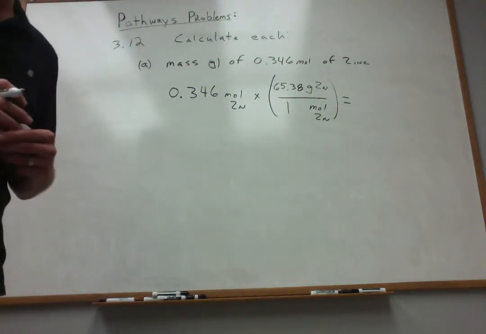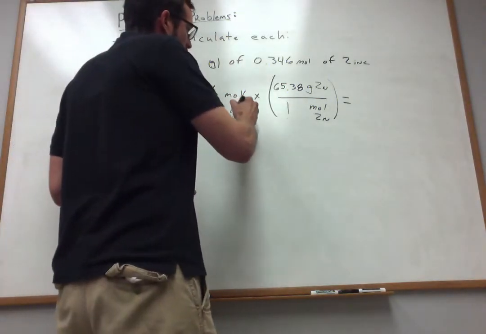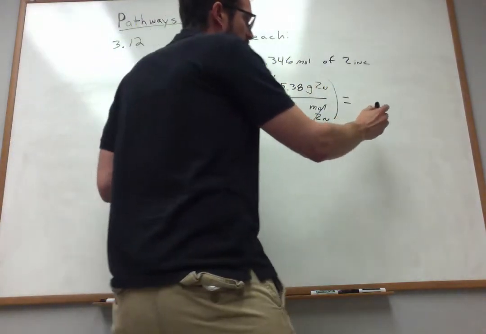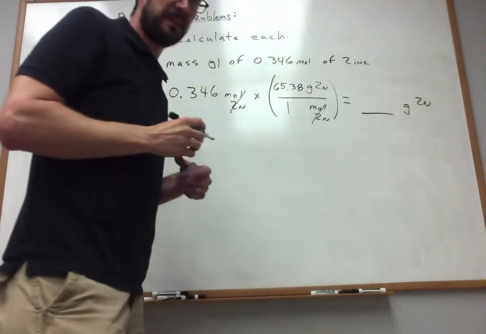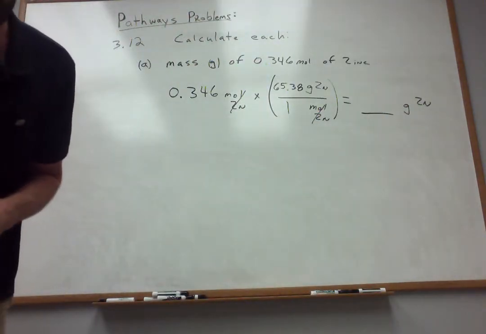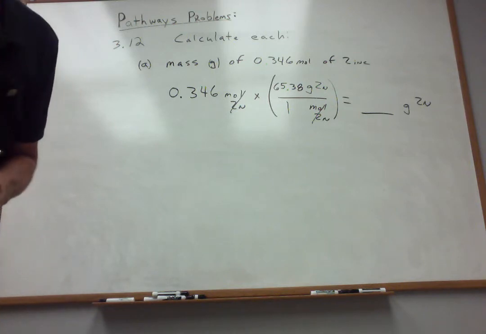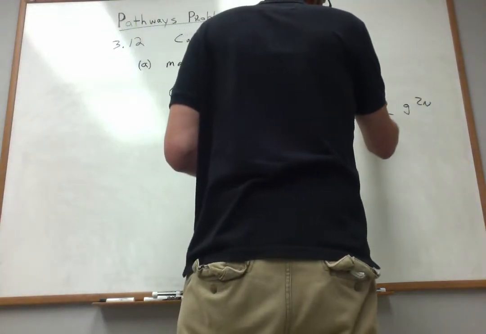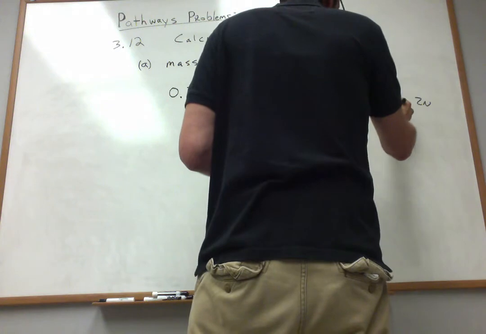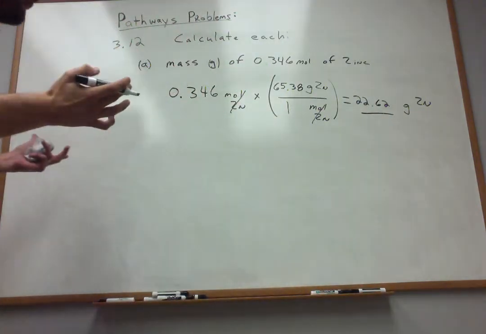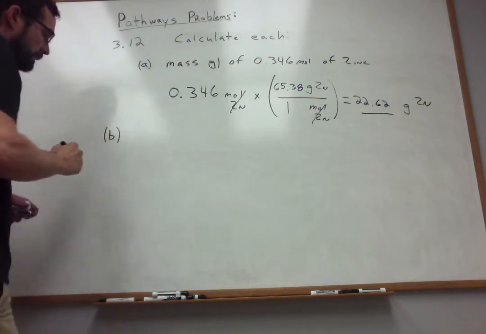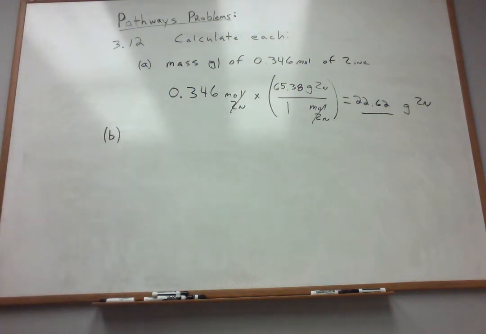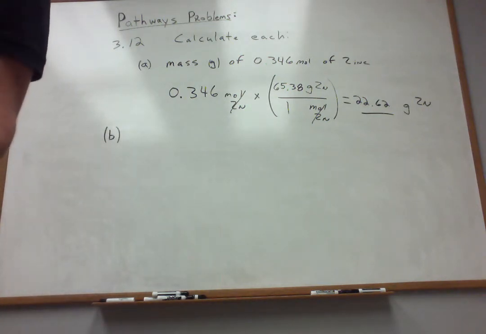So you see we've got all the things that we need now. The mole units cancel. We convert to grams. We just need to punch the numbers in on our calculator. Turns out if you do that, you get about 22.62 grams of zinc. You're done. So that's part A. There's another portion to this problem. Let's consider that.